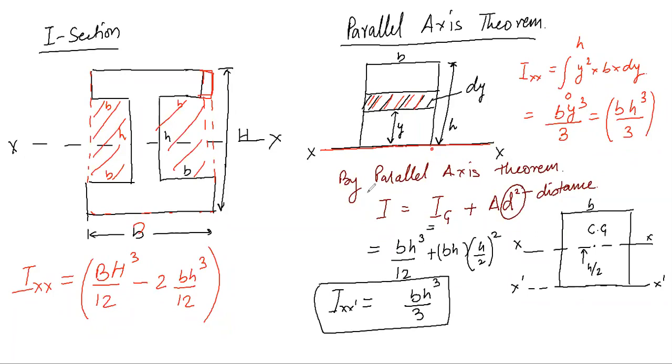right? So you also understand if these two axes are parallel to each other, so that we can apply parallel axis theorem in this particular condition. So as per the parallel axis theorem, you can calculate the moment of inertia at the extremes of this rectangular, right?